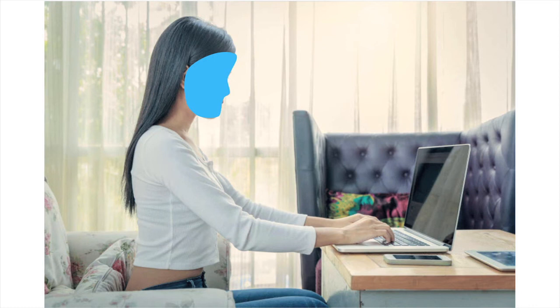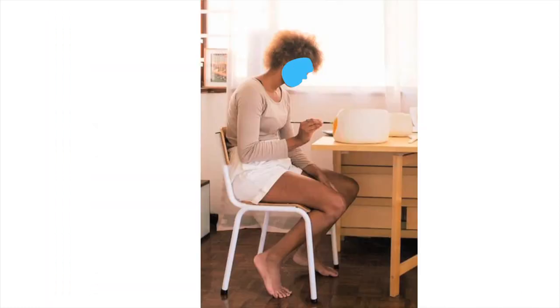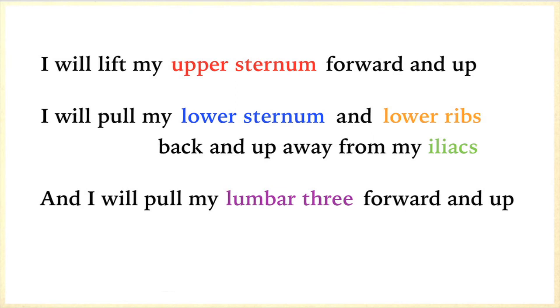But you have options. You can say to yourself, okay, I'm slumping. To undo that, I will lift my upper sternum forward and up. I will pull my lower sternum and lower ribs back and also up away from my iliacs. And I will pull my lumbar 3 forward and up. You can recall these directions, you can give yourself the directions through self-speech, and then you can put the directions into action simultaneously. This is the power of verbal directions.